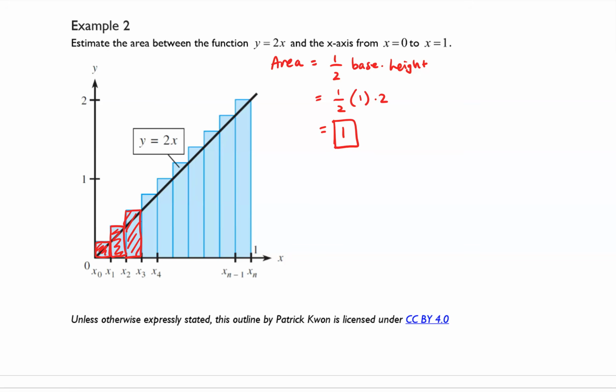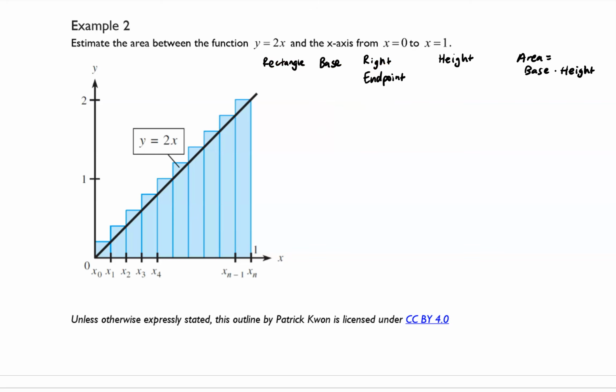Now, hopefully you realize that all of these rectangles go above the actual line. So if we were to add up all of these areas together, our approximation is going to be over the actual area. So it's going to be an over approximation. So just keep that in mind as we are thinking about these rectangles.